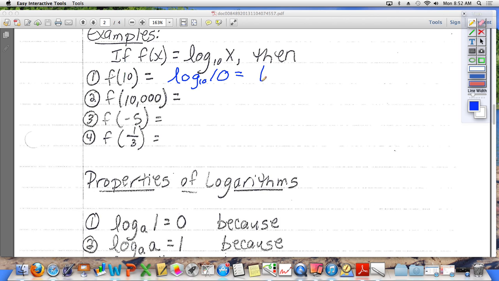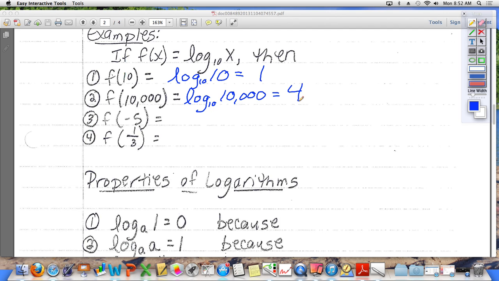Number 2, f of 10,000. Well, what you're trying to do here is calculate log base 10 of 10,000. So in other words, 10 to what power gets you 10,000? 4. And if you didn't know, you could type in log 10,000. It will tell you 4.